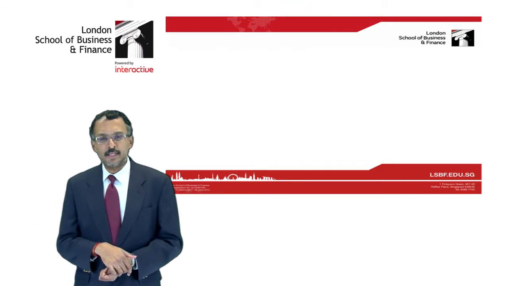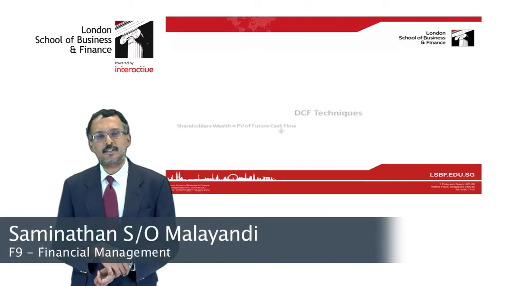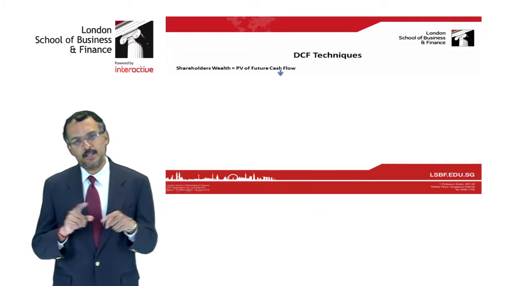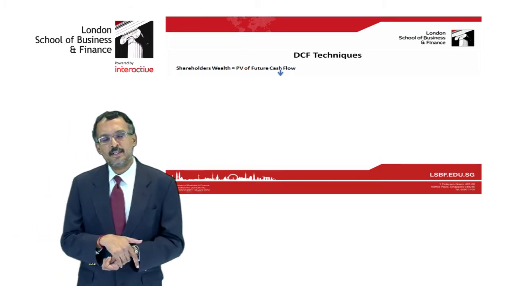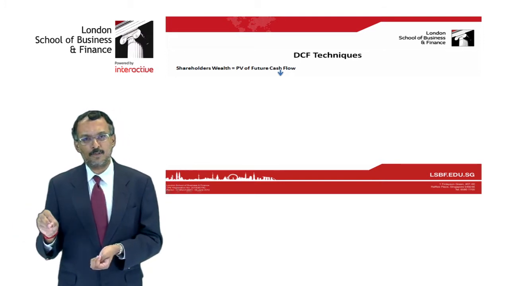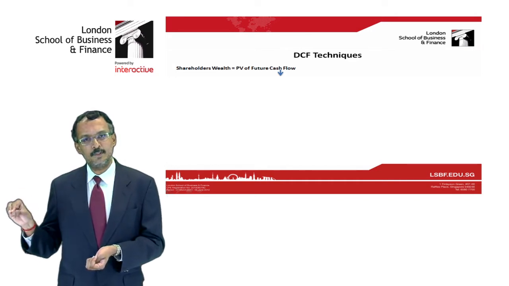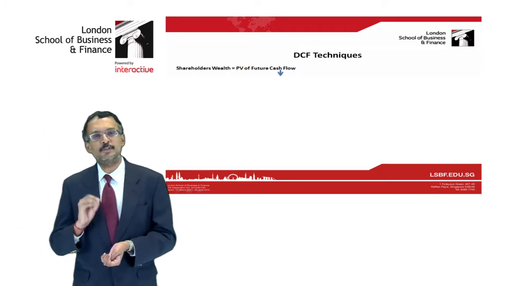In doing paper F9, a very important part of the paper is DCF techniques, where we are looking at shareholders' wealth. Shareholders' wealth is equal to PV of future cash flows. And in arriving at this PV of future cash flow, we must understand that cash flow has specific rules when you come to this paper. And we are going to go through the specific rules today.